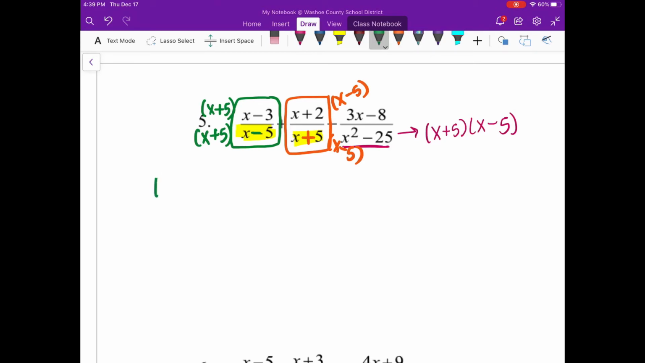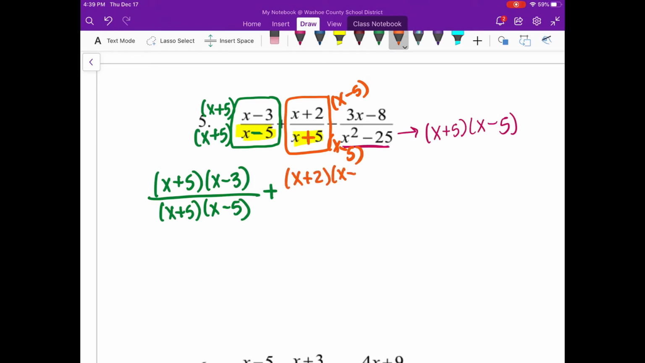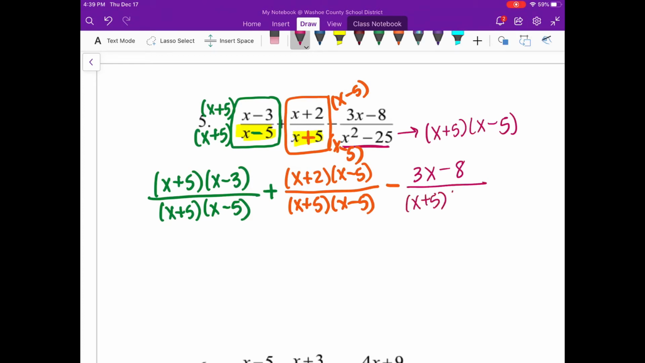Okay, so here's what I have. For this green one, I have an x plus 5 and an x minus 3 in the numerator, and my denominator is now x plus 5, x minus 5, plus this one, now I have an x plus 2, and then the x minus 5 that was missing. My denominator now is x plus 5, x minus 5, minus. And then the last one, I didn't have to do anything with because that's the one that had all the factors already, the x plus 5, x minus 5.